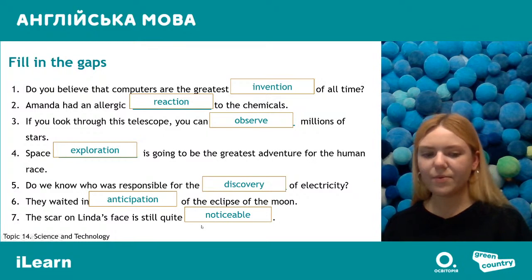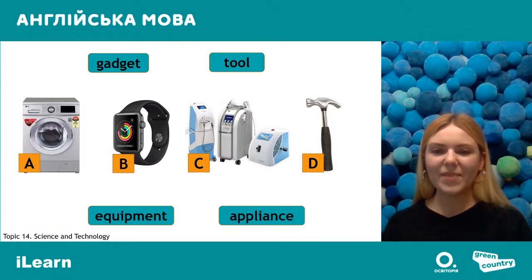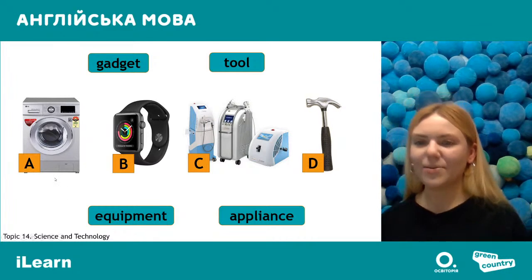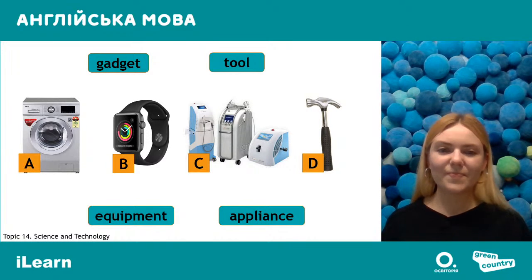Okay, we've got some correct answers. Thank you. Good job. Now some more things connected to technologies and science, and I'm sure that you recognize them all. First of all, let's look at the pictures and discuss what we see here. In the picture A, we can see a washing machine. B, that is a smartwatch. C, some things which people can use in the hospitals. And D, that is a hammer, молоток.